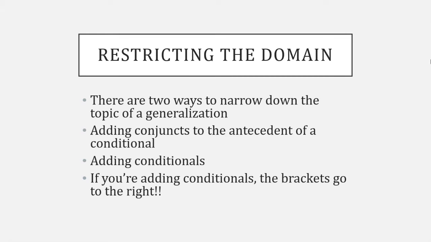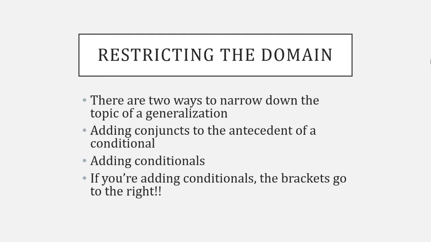Okay. And just to remind you about symbolizing universal claims, there are two ways of narrowing down the topic of a generalization. You can either add conjuncts to the antecedent, or you can add conditionals. So we did this before. I'm just reminding you. There's one thing I want to clarify about this, however.